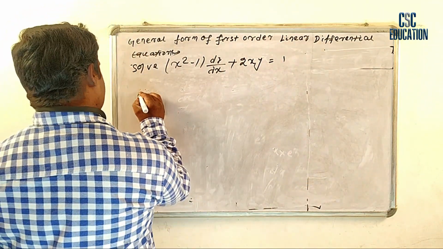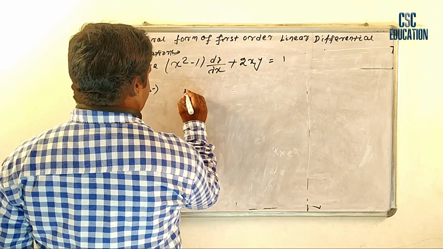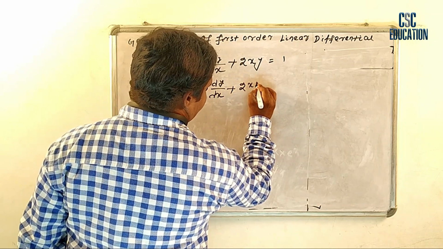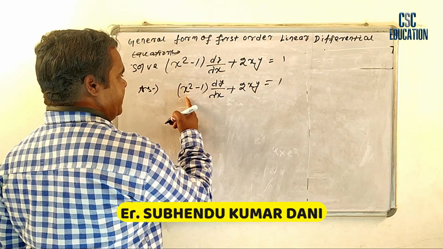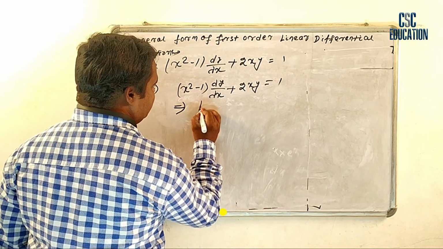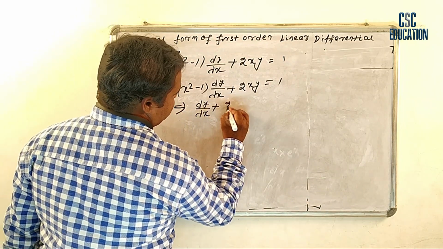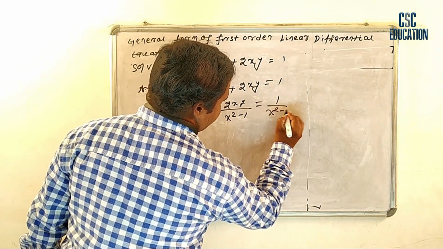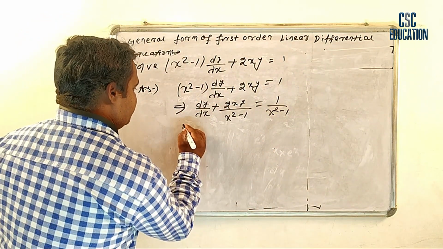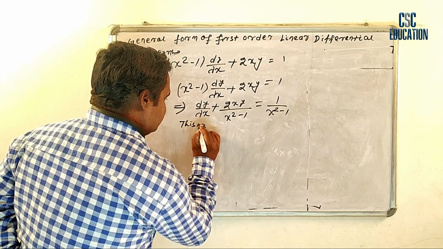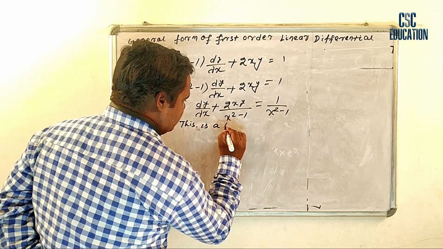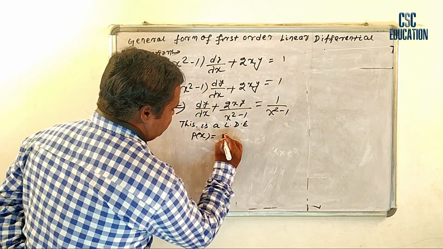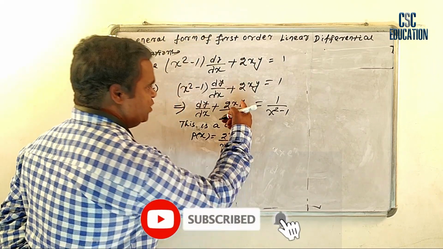Okay. Now the answer is here. Firstly, x square minus 1 into dy by dx plus 2xy equals 1. Now dividing both sides by this factor, we get dy by dx plus 2xy divided by x square minus 1 equals 1 by x square minus 1. Okay, this is a linear differential equation. Okay, now here p of x is 2x divided by x square minus 1, in the y factor.